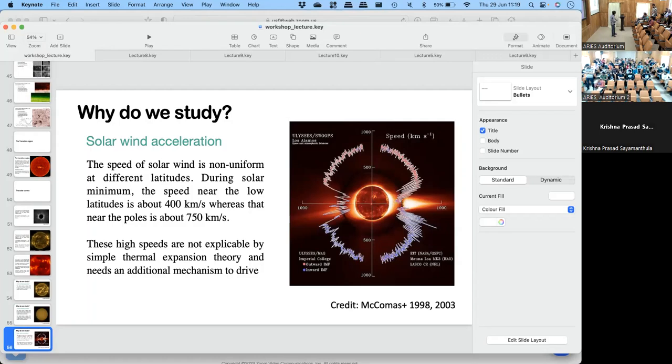I also had a question about coronal heating. Does the coronal temperature have any correlation with the solar cycle that we studied yesterday? Like the changes in the maxima and minima of the number of sunspots, does that affect the coronal temperature in any way? That's a good question.